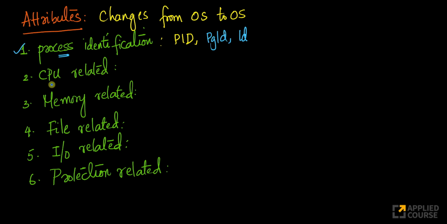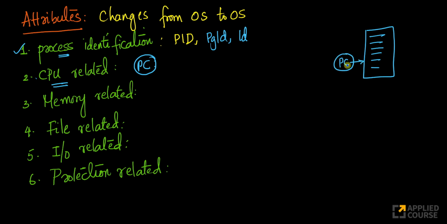Similarly, there are also CPU-related attributes of a process. For example, look at the program counter. We discussed the program counter, right? What does it have? Imagine these are all the instructions corresponding to the process that is currently being executed. The program counter is a pointer. It stores the address of the next instruction to be executed. Why is it a CPU-related resource? Because the program counter helps the CPU understand what is to be executed next.